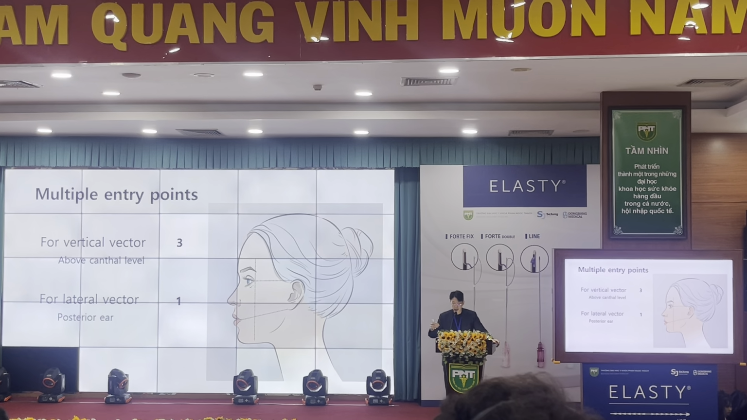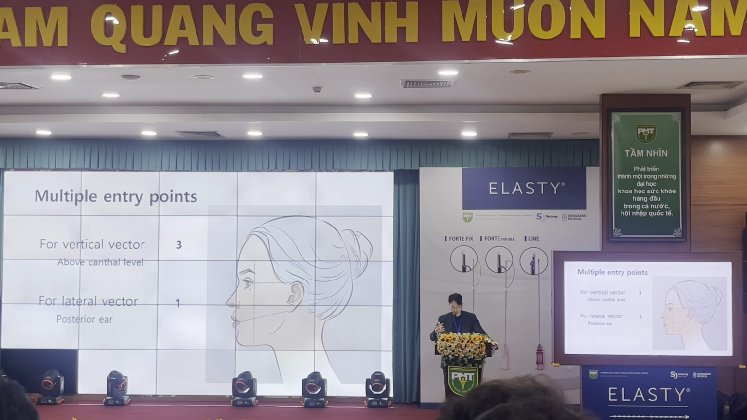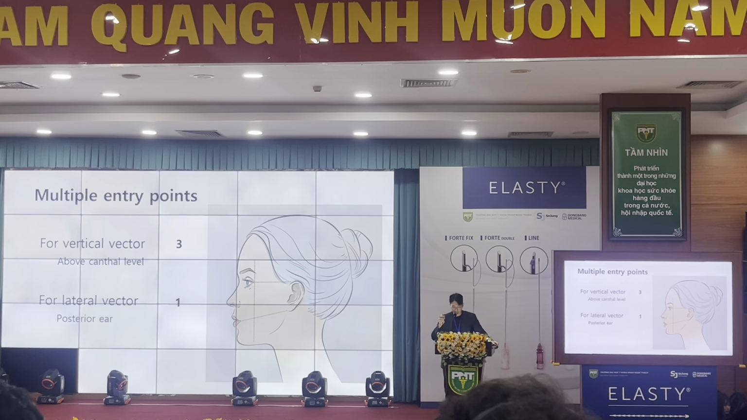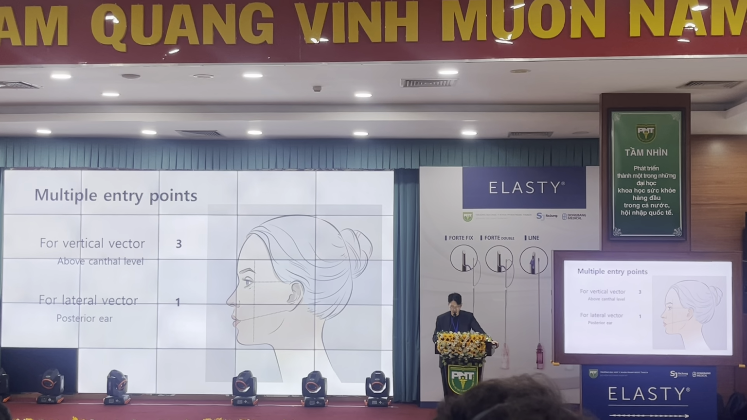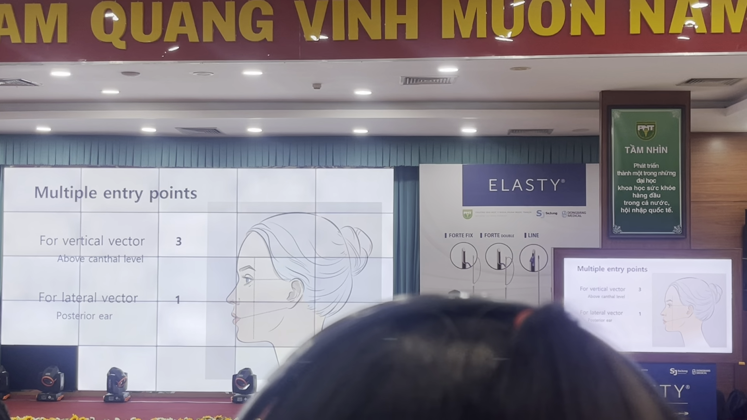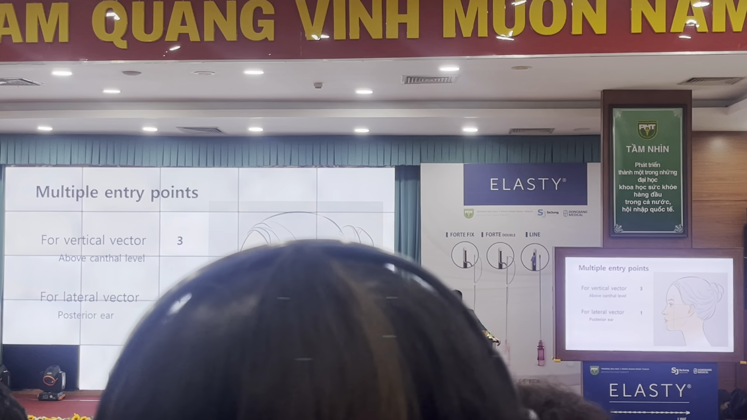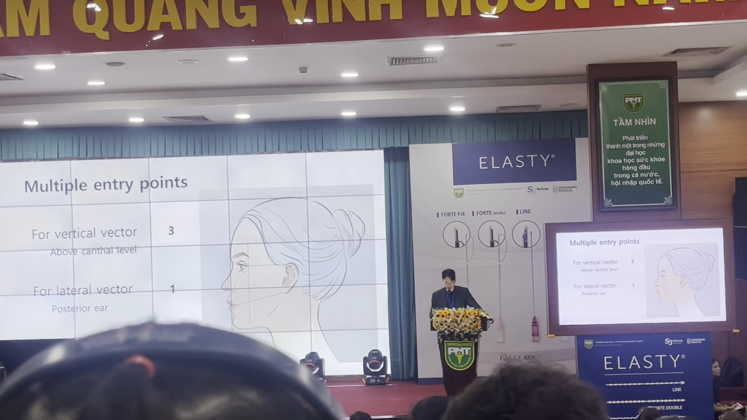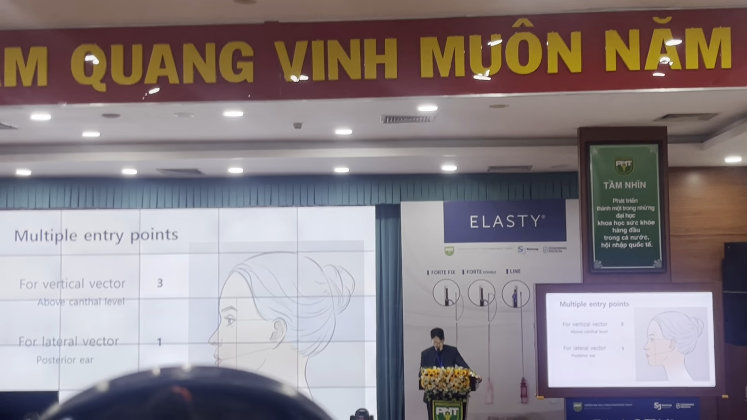Tissue sags to the inferior and medial side, so we need to pull the tissue vertically and posteriorly. I prefer multiple entry points, because I think migration of inserted threads at the fixation point is the main reason for losing the lifting effect. So I use 3 points for the vertical vector, above the lateral canthal level, and 1 for the lateral vector.